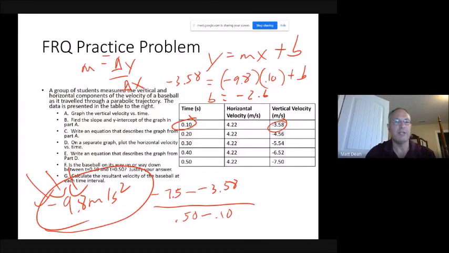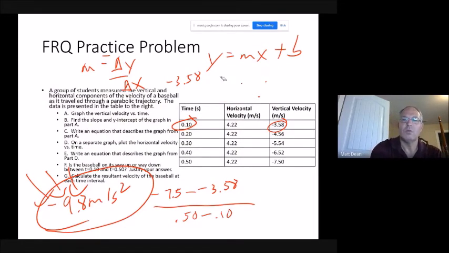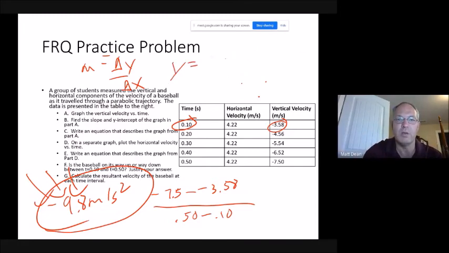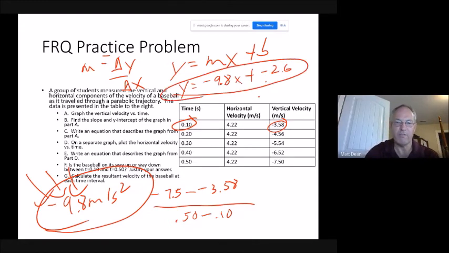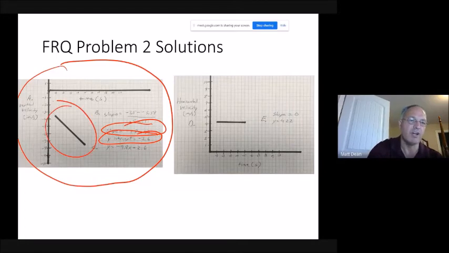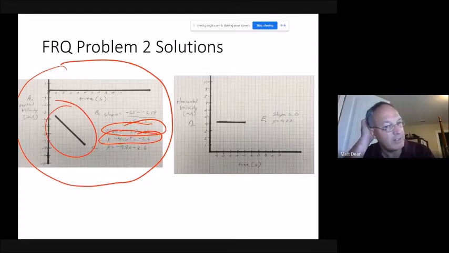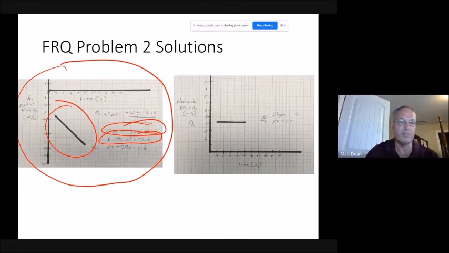The next part of the question asks me to write an equation that describes the graph of part A. Again, we know that the equation for a line, at least the slope-intercept form, is y equals mx plus b, where m is the slope and b is the y-intercept. So we're going to say y equals our slope, negative 9.8, times x, plus our y-intercept, which was negative 2.6. So that is an equation for this line, the vertical component of our velocity plotted against time.